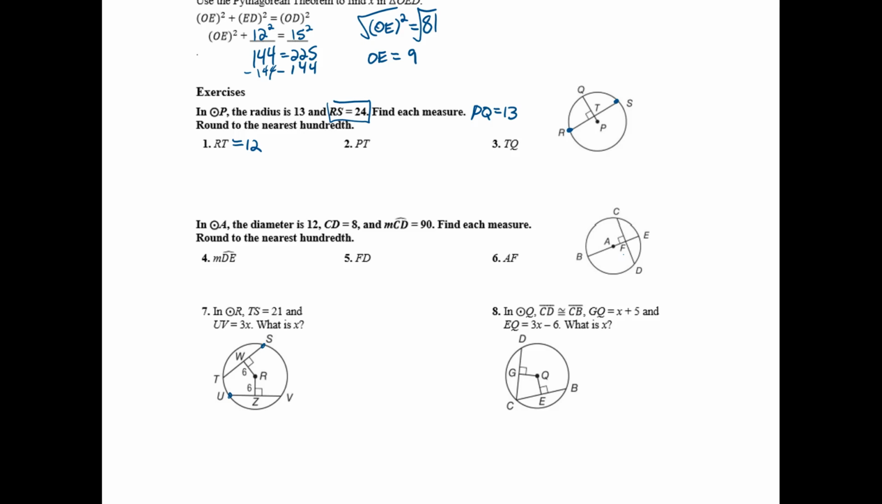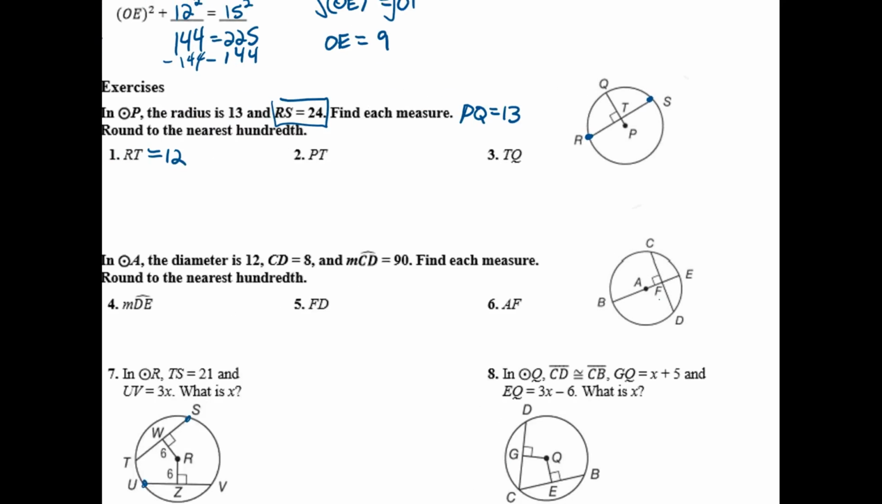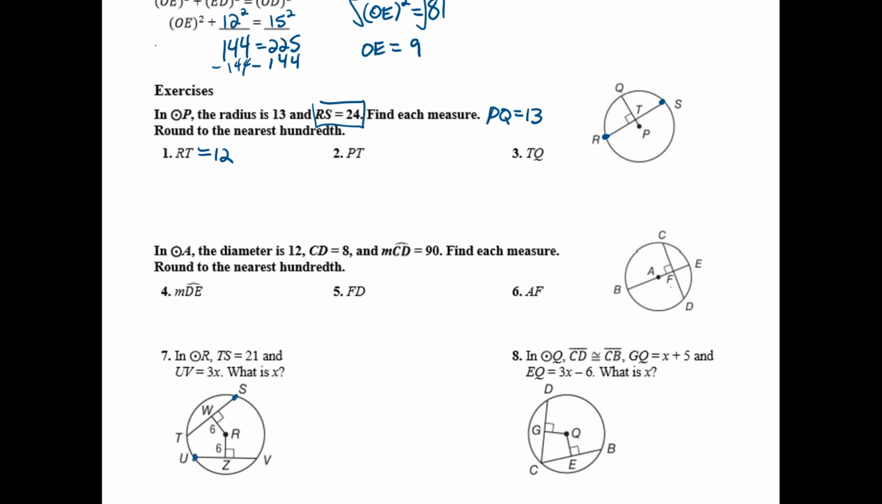I have limited time to explain how to do this exercise, so I went ahead and gave you that RT is equal to 12. I'm going to explain this. They gave us the radius of this circle. PQ is the radius because they told us that it's circle P, which gives us that P is the center of the circle. If PQ is the radius, then I also know that PR is going to be the radius as well. So that's going to be equal to 13.